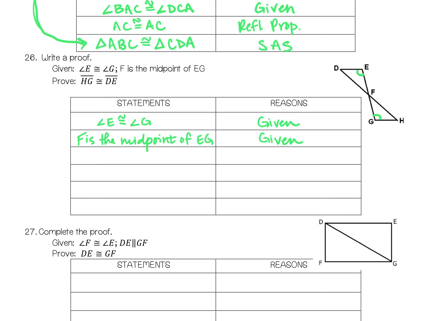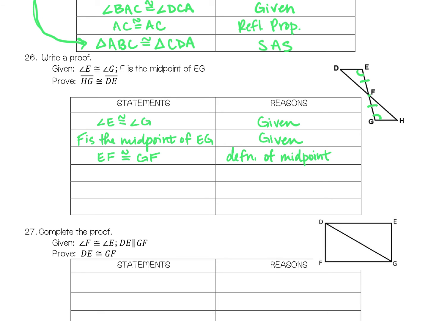But I would say that if F is the midpoint of the segment, then it cuts the segment into two congruent parts, and I can then add the markings here. So those markings now tell me that EF is congruent to GF. And then remember, we follow up a given statement that doesn't have a congruent symbol with the definition of whatever that term was. So definition, in this case, of midpoint.